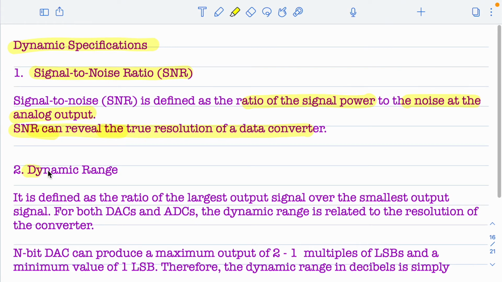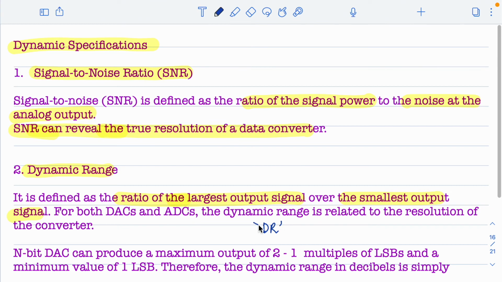Now, the other dynamic specification is called dynamic range. Dynamic range is defined in general for other circuits too: the maximum output signal and the minimum output signal a circuit can give. This range is defined as dynamic range, the ratio of the largest output signal over the smallest output signal. For both DAC and ADC, this dynamic range DR is again connected with the resolution.